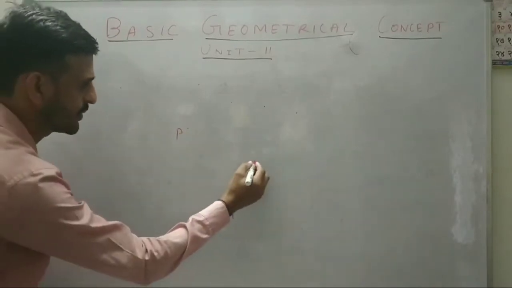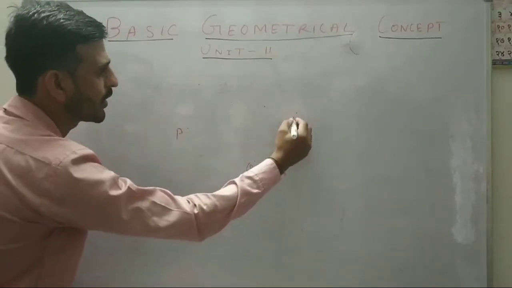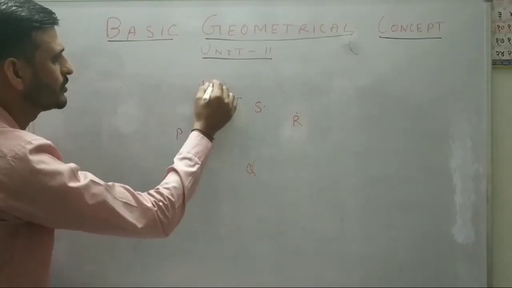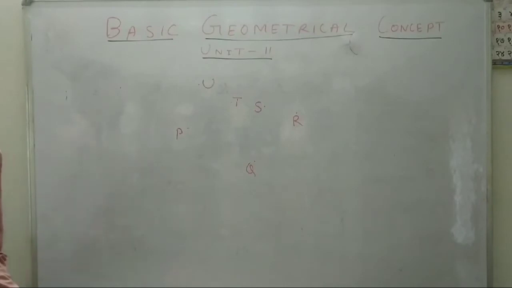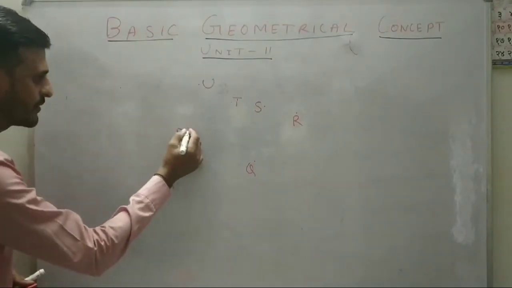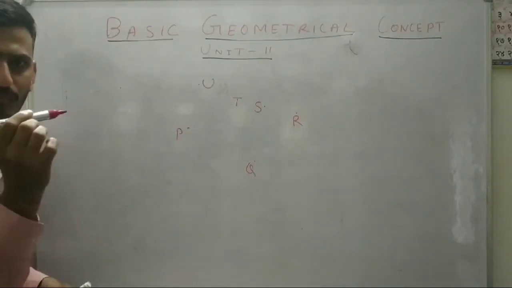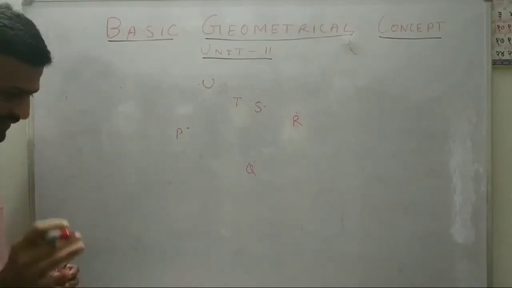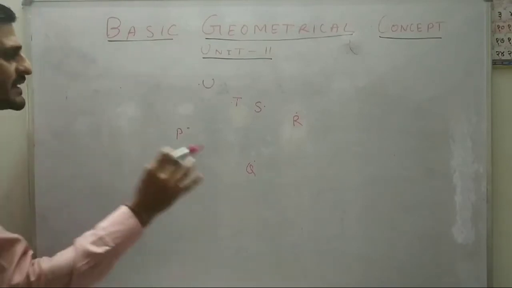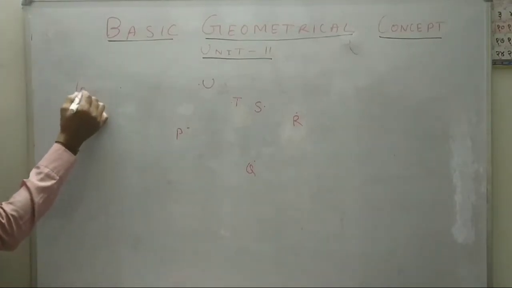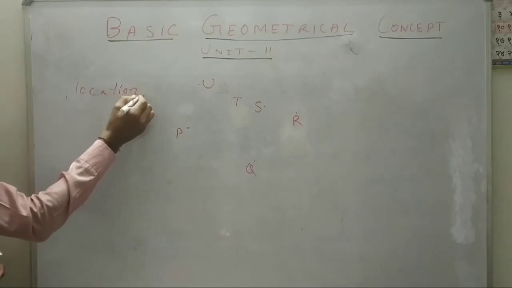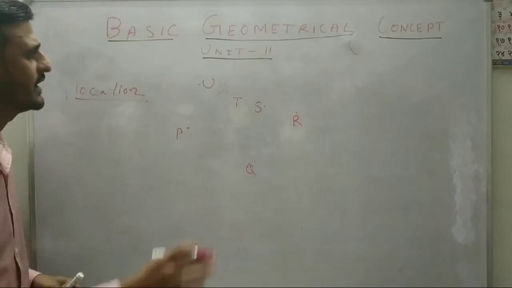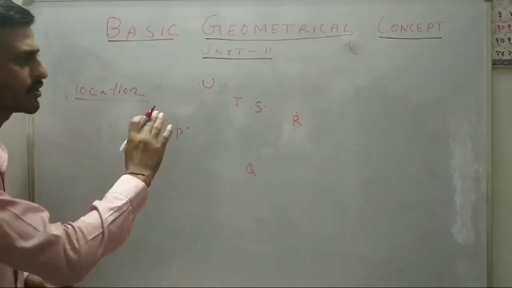This is point P, point Q, point R, point S, point T, point U. Like this we will get points. So whenever we take a sharp object and mark on a plane, we will get a point. And this point gives us the exact idea about the location. The point does not have any length or breadth or thickness at all.